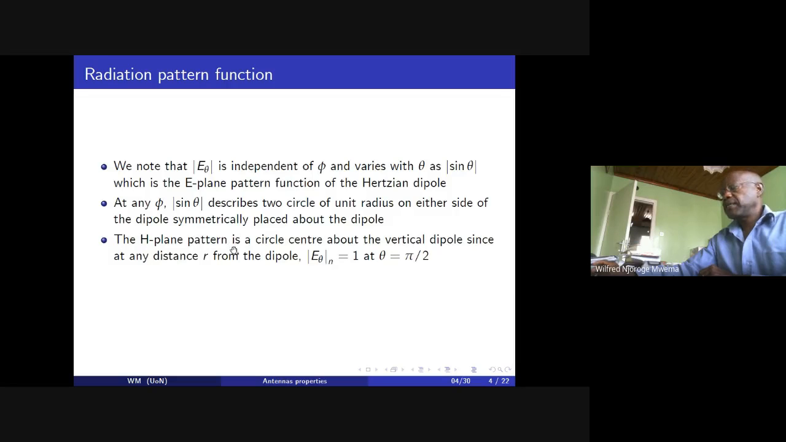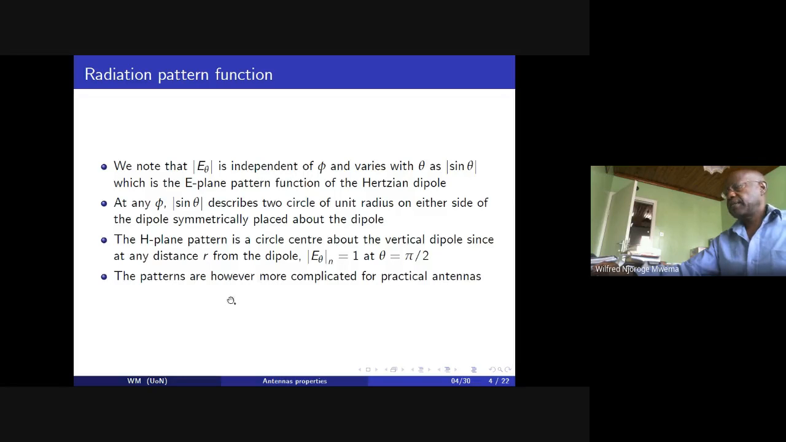And the H pattern is a circle with a center above the vertical dipole, since at any distance r from the dipole, the E theta normalized is going to be equal to unity, because we are just saying it's a function of sine of theta, and therefore at theta equal to pi by 2.